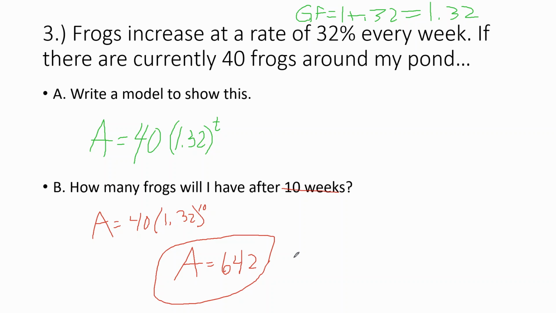So in that case, 642 frogs after 10 weeks, right? Questions on that one? Nope. All right, so that's section 27. Let's go to exponential decay.